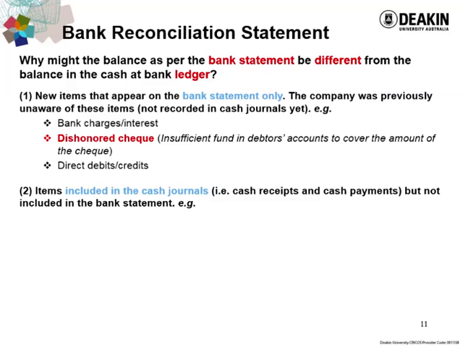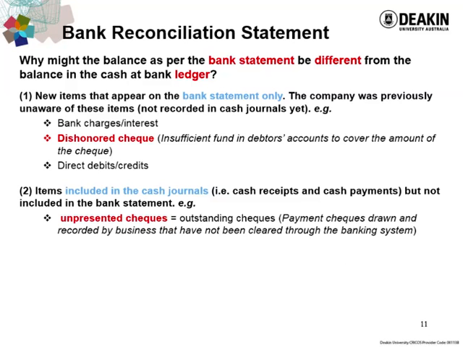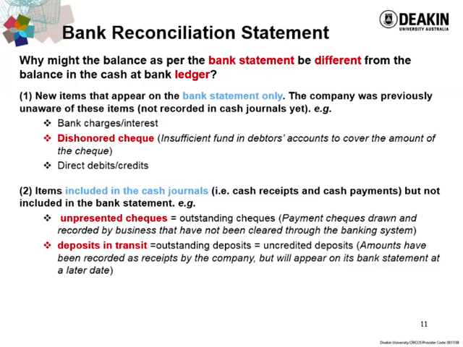Second, they are transactions that are recorded by the company but have not been processed by the bank. Examples include unpresented check, which is also called outstanding check. They are checks drawn by the company and recorded in the company's cash payment journal, but not been cleared through the banking system. You also have deposits in transit, which is also called outstanding deposits or uncredited deposit. So those amounts have been recorded in the cash receipt journal, but they have not been recorded by the bank.